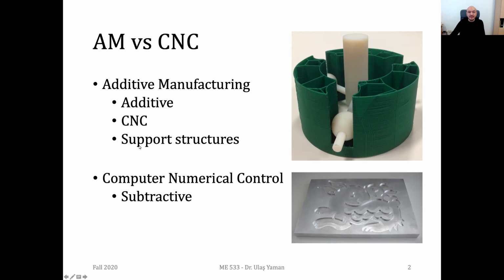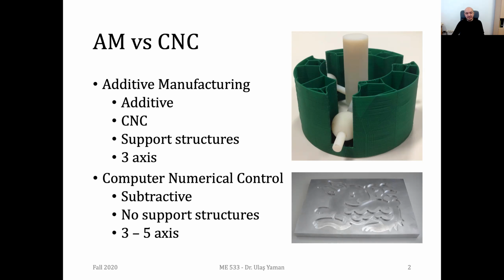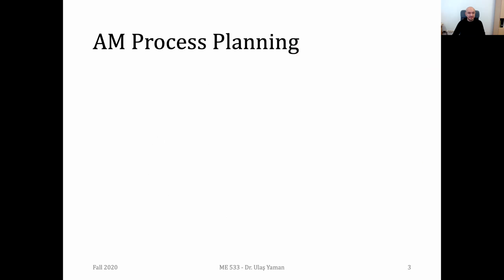This is done with the help of support structures, but obviously on the CNC machining side, we don't have such cases since we start with a block of material. In additive manufacturing systems, we mostly have 3-axis systems. These days, there are also 5-axis approaches and robotic approaches, but the conventional additive manufacturing machineries are all 3-axis. On the computer numerical control side, we have 3 to 5-axis CNC machineries. And in this chapter, we'll be talking about process planning and path planning of these approaches.